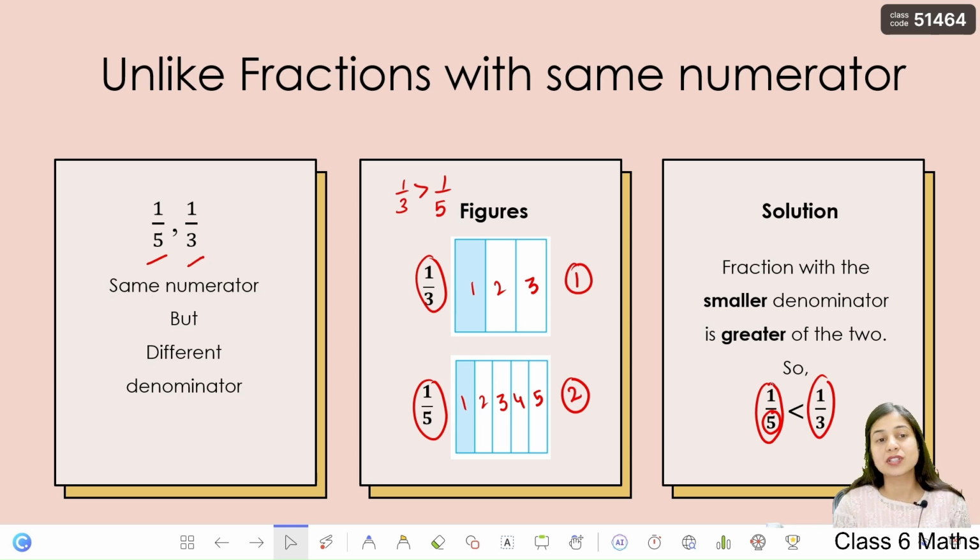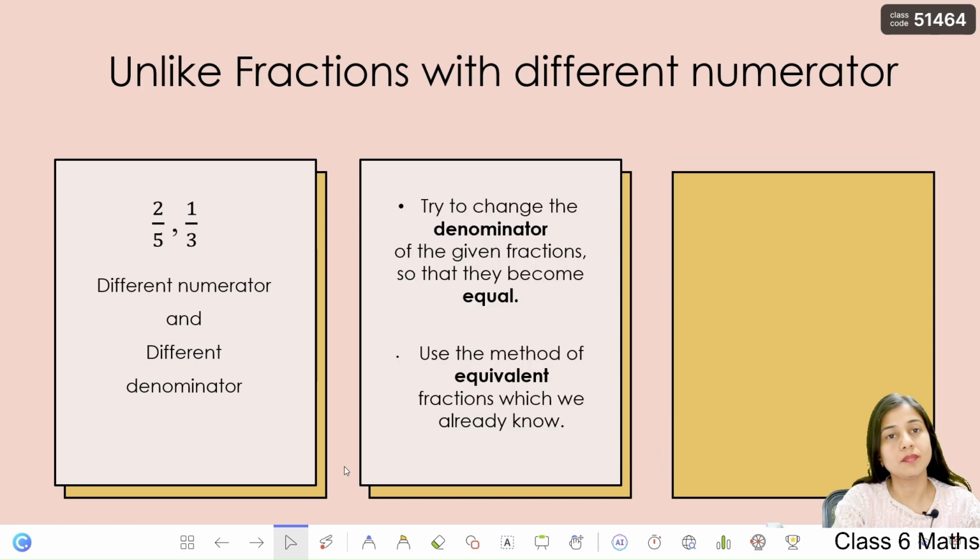So moving ahead to the next topic. Now let's study unlike fractions with different numerators. Let's take the example of 2 by 5 and 1 by 3. Here neither the numerator nor the denominator is same. So we are going to use the method of equivalent fractions for comparing them. Let's make their denominators same. Here the first fraction is 2 by 5 and the next one is 1 by 3. First of all, we are going to take their LCM.